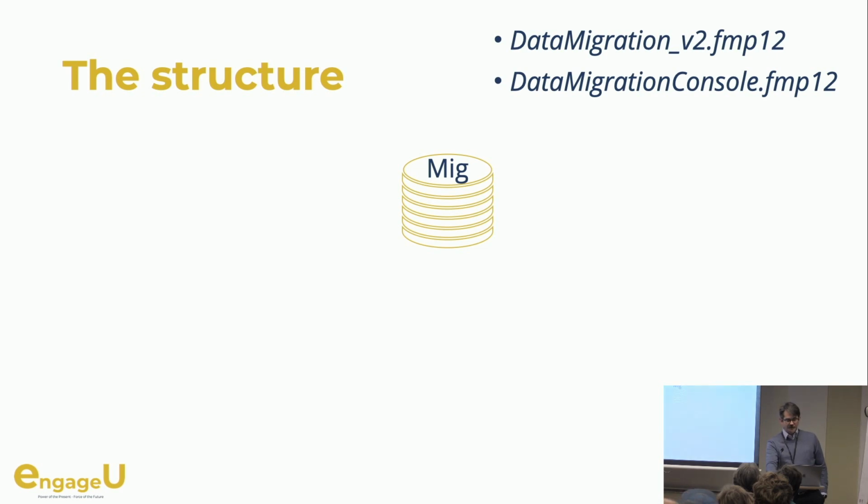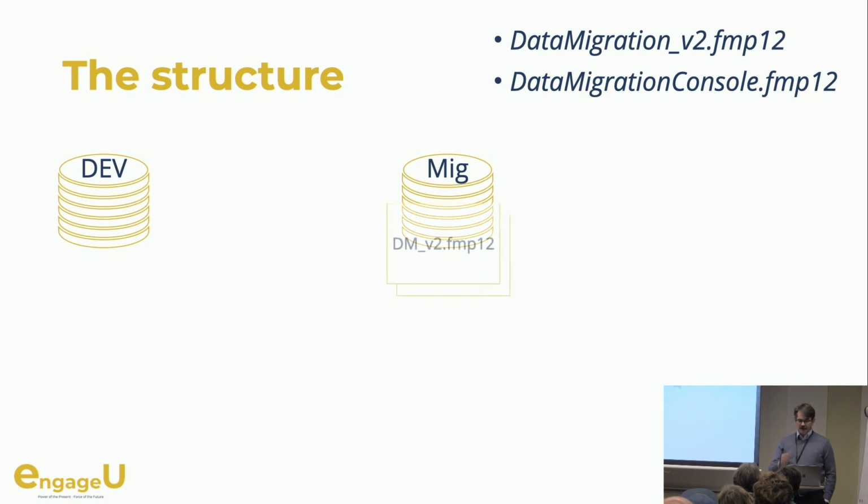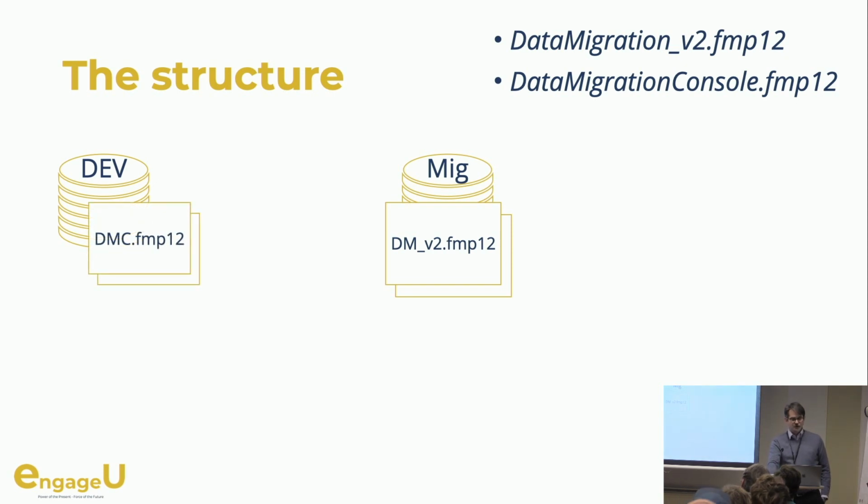So we have the migration server and the development server. And we have the data migration file on a migration server. We put that on a separate entity because we want to store all the clone files there, and then backups get really big over time. So we didn't want to get into space problems with the development files. And we have the data migration console on the development server.